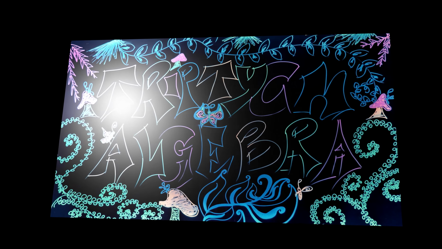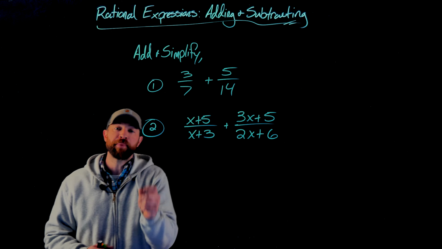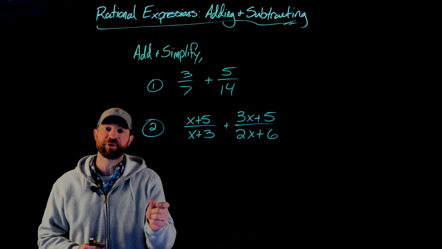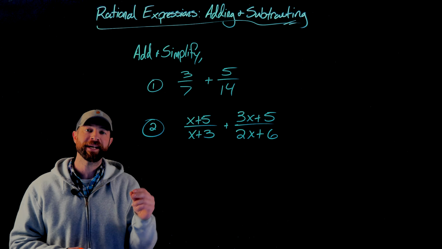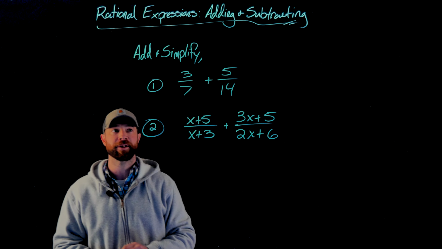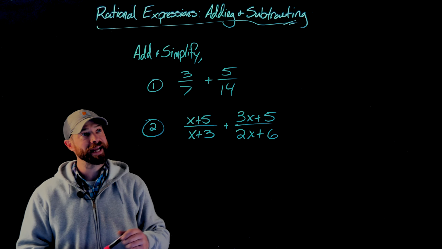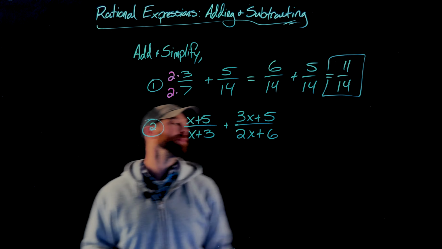In this first example, I'm adding 3/7 and 5/14. The important thing with fractions is when I want to add or subtract them, what I need to do is find a common denominator, and then I combine the numerators together. In this case, I can multiply the numerator and denominator of this fraction by 2. What that does is it creates the common denominator of 14. So it becomes 6/14 plus 5/14. As soon as I have a common denominator, I combine the numerators, so I do 6 plus 5 in the numerator, and I keep that shared denominator right there.